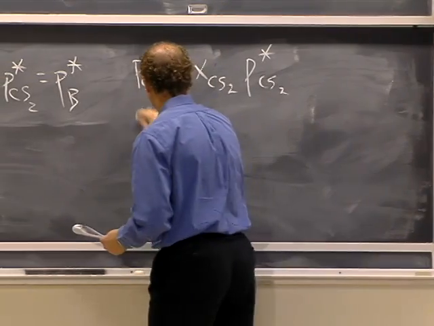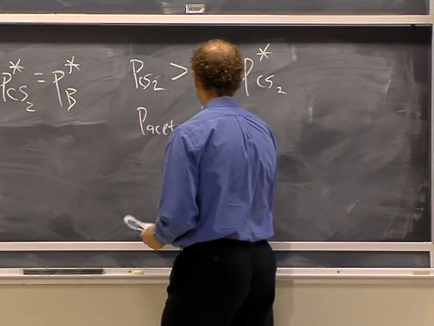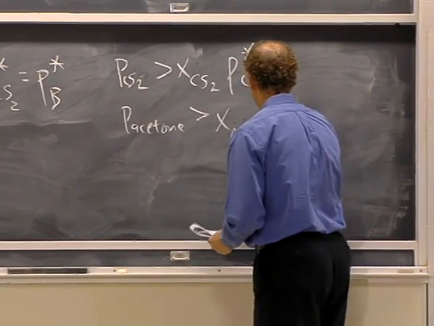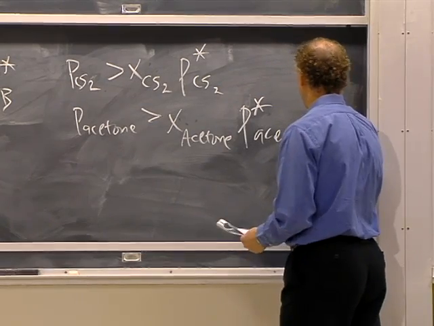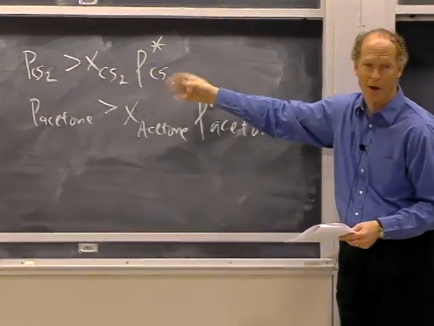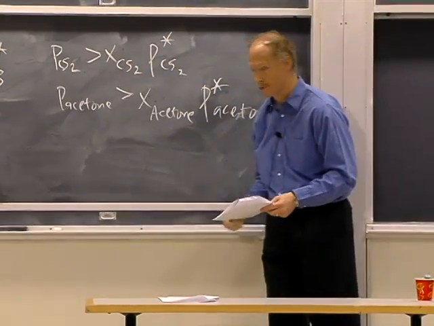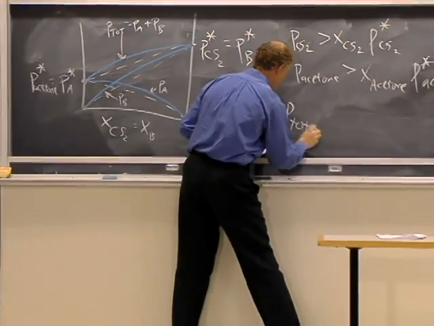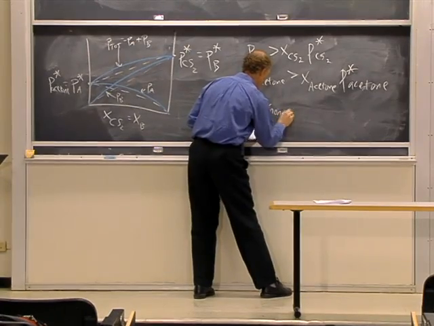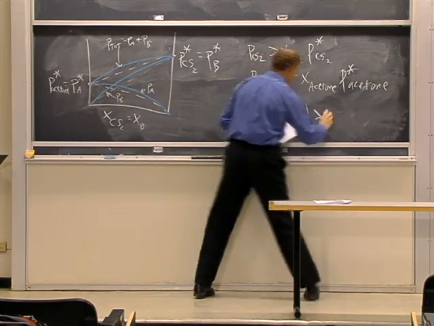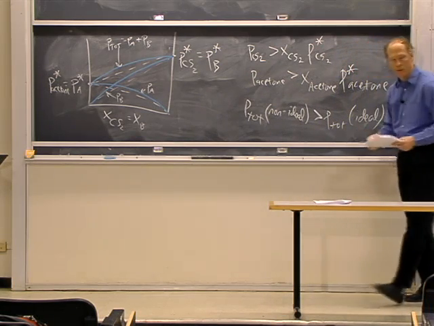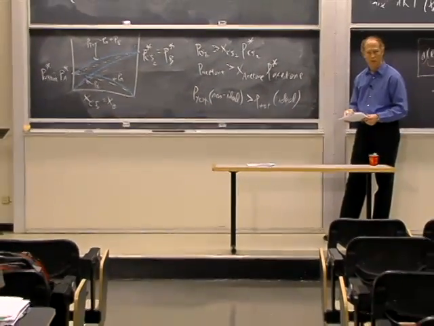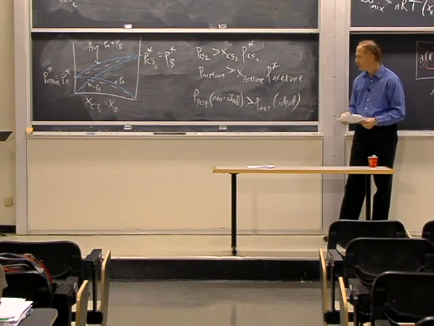Right? Same for acetone. It's bigger than X acetone times P star acetone. And since both partial pressures are bigger, the total pressure has to be bigger. And of course, that's something you can read right off the diagram as well. In other words, the total pressure is bigger than in the ideal solution case. Okay? Any questions?